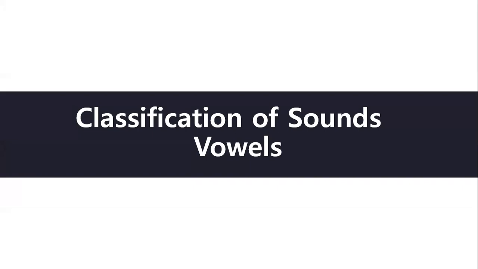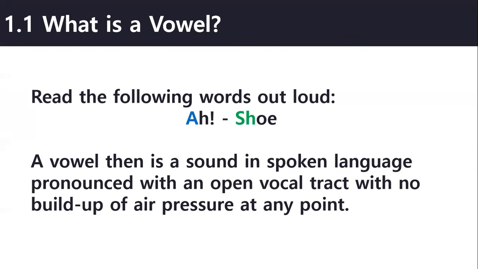Today's course is Classification of Sounds, Vowels. As a starter, what is a vowel? Read the following words out loud: ah, shoe. Ah, shoe. Notice that the first word is pronounced with an open mouth. Ah, a vibration and a continuous unobstructed air flow.